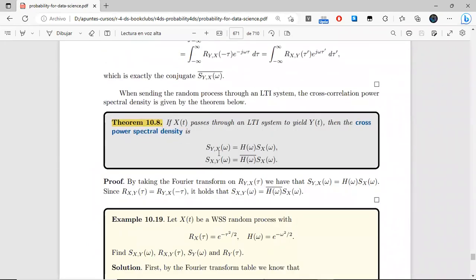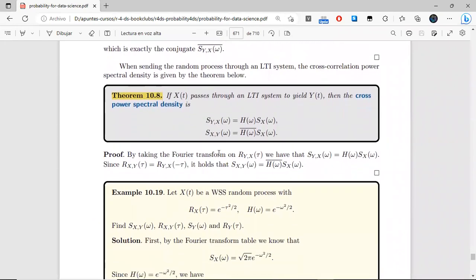I expected the good part to come, but I only see theorems and definitions.